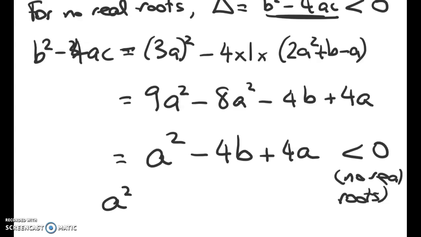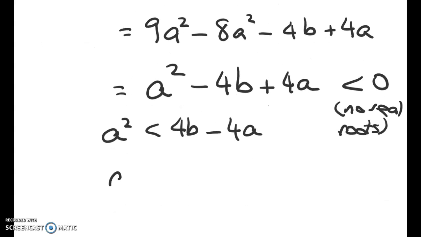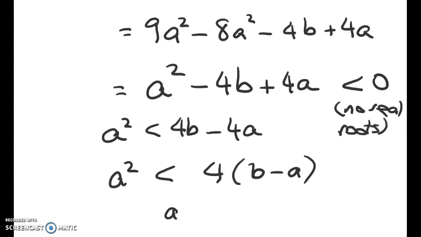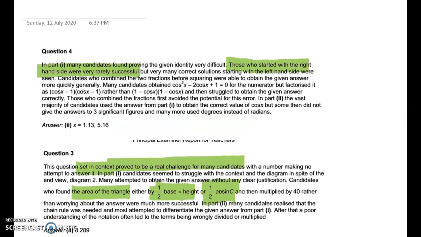What do I get now? Well, I'm nearly there. I've got a squared is less than 4b minus 4a, giving me the condition that we're after. A squared is strictly less than 4 times b minus a as required. So there we go. I'll just see if I've got the examiner's report for that one. No, I haven't got that handy.